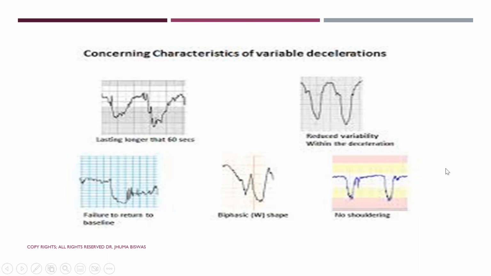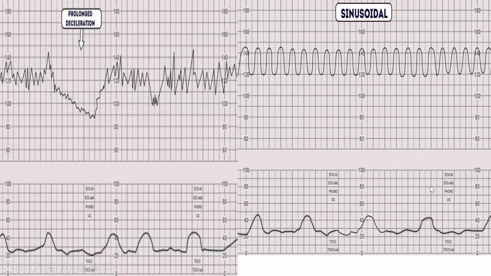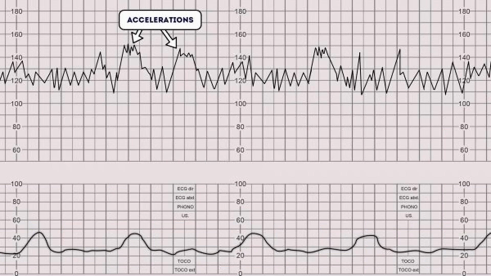When you see a variable deceleration, you always have to look at whether it is concerning or non-concerning. Concerning means, first, that it's lasting longer than 1 minute; second, that it comes along with reduced variability; third, that there is a failure to return to the baseline; fourth, that it's a W shape deceleration or there's no shouldering effect. Then we can term it a concerning variable deceleration. So this is all about the deceleration.